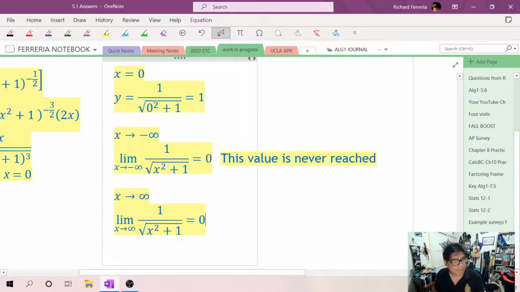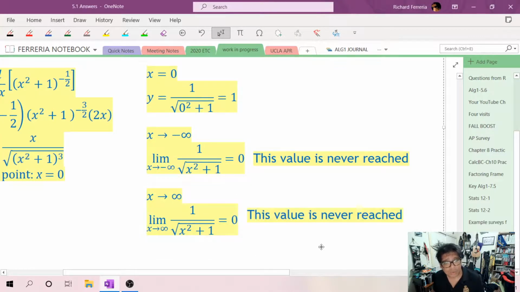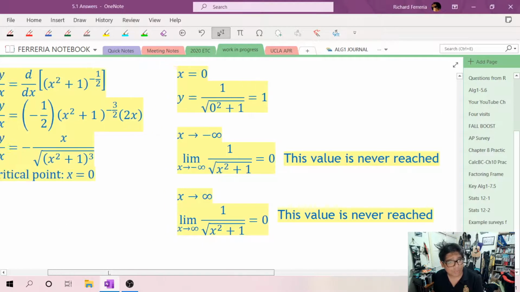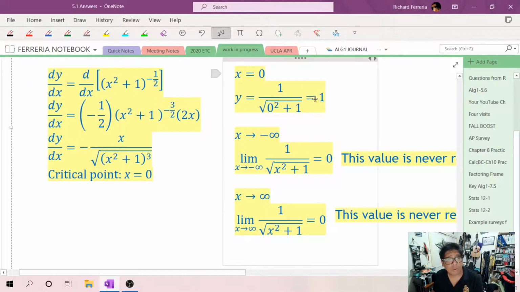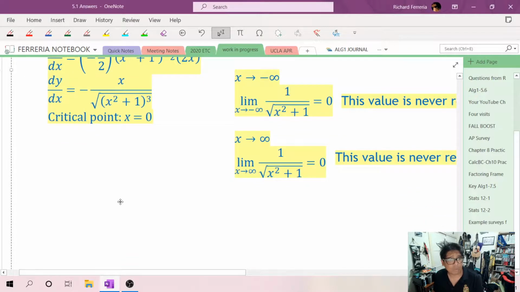Same thing as x approaches positive infinity: this denominator gets bigger and bigger and bigger. 1 over a really large number is close to 0. You might want to think about 1 over 100, 1 over 1,000, 1 over 10,000, 1 over 1,000,000. We're talking about really small numbers, and because that is in the denominator, that value is also never reached. So we never reach the minimum value of 0. We can reach the maximum value of 1.